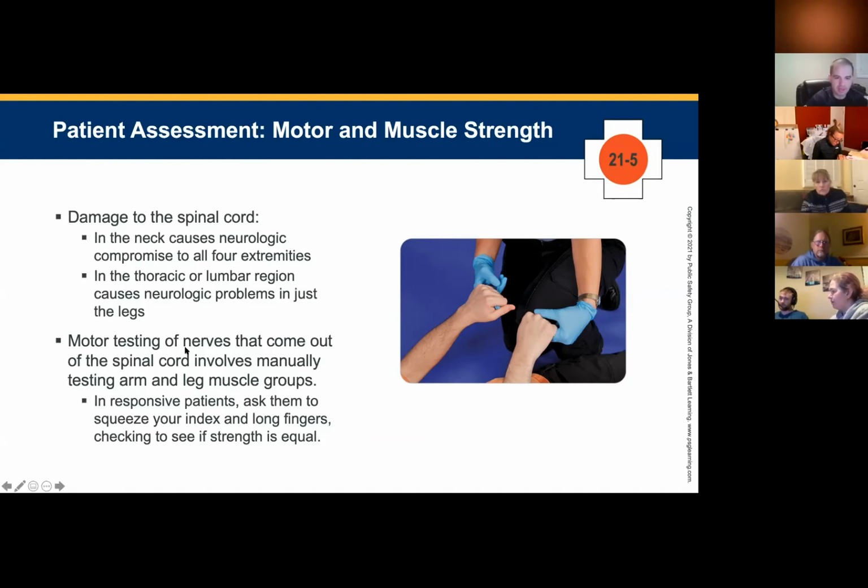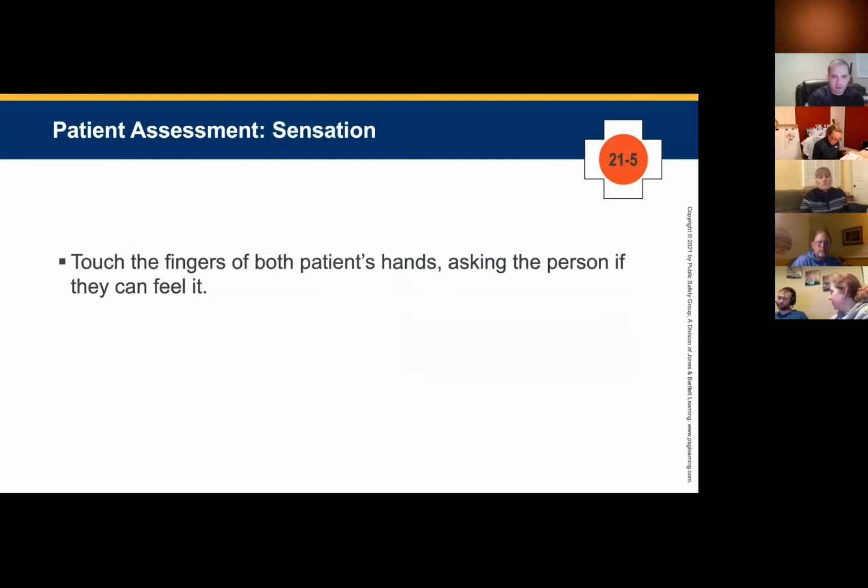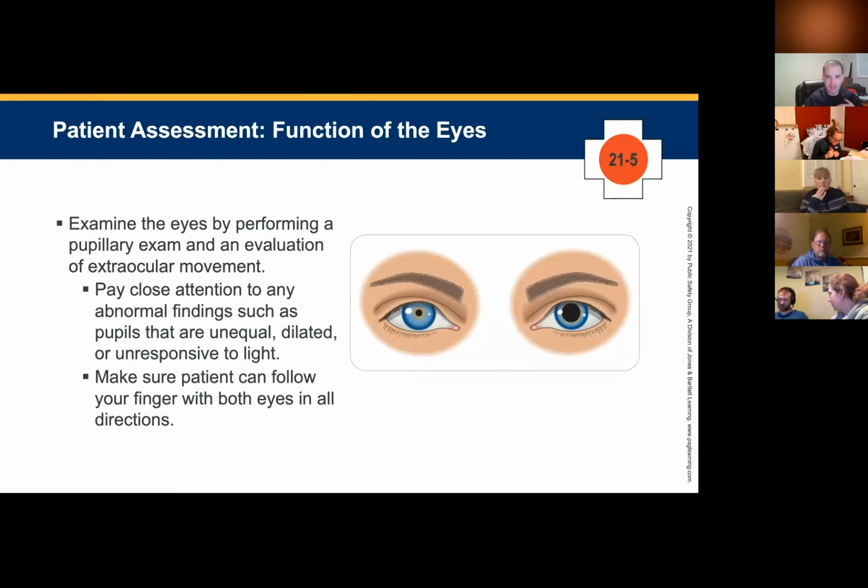Motor testing of nerves that come out of the spinal cord involves manually testing the arms and muscle groups, which I think we've already talked about. All right, so we can see if they can touch the fingers of both hands, asking if they can feel it and to identify the finger. We can also check the eyes.